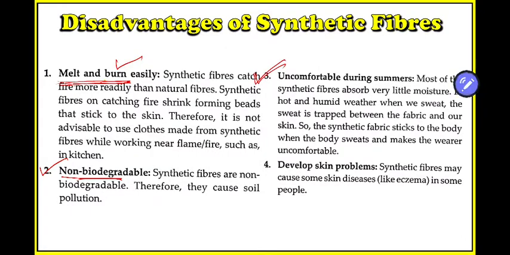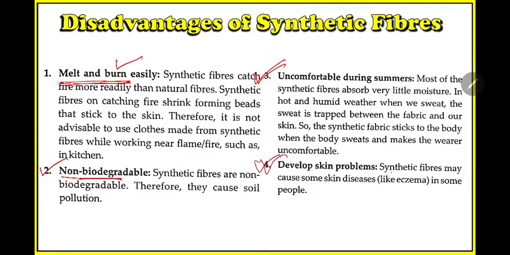Uncomfortable during summers. During summers, what happens? All of us sweat from our body, sweat goes out. So for example, this is summer, all of us prefer cotton cloths during the daytime because in summer we cannot wear these synthetic things because they do not absorb sweat. So this is one of the main reasons we avoid synthetic fibers during summer. So this is also a demerit.